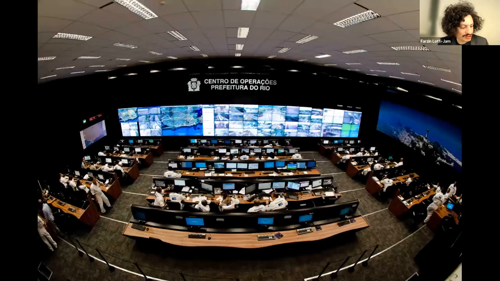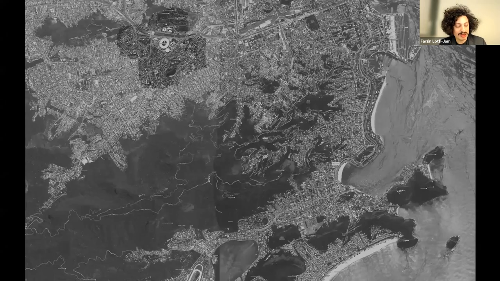So Control Syntax Rio really started when we were asked to examine the implications of an architectural space like this. This is the Center for Operations Rio, a new kind of cybernetic smart city space that was built in the lead up to the 2016 Rio Summer Olympic Games. And so our project Control Syntax Rio models a traffic route through Rio de Janeiro from Copacabana Beach, shown in the bottom, to Maracana Stadium, shown in the top left. Both were beach volleyball and soccer competition sites for the 2016 Summer Olympic Games.